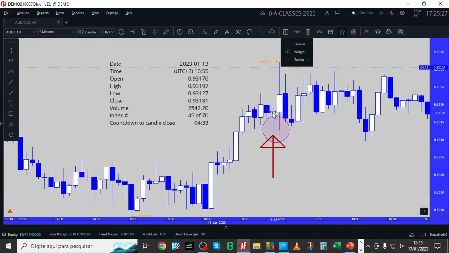So mouse again on the center candle, low it's 0.93127. Can you see it, everybody? You have date, time, open, high, and then you have low. 0.93127. Now I'm going to scroll the mouse on the right. What is the low? 0.93127. And here 0.93127.